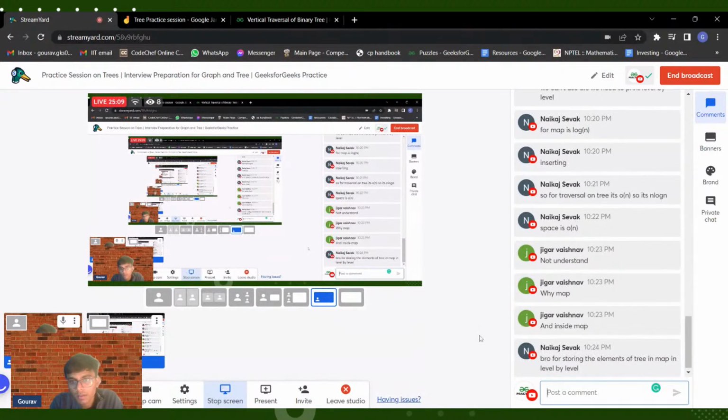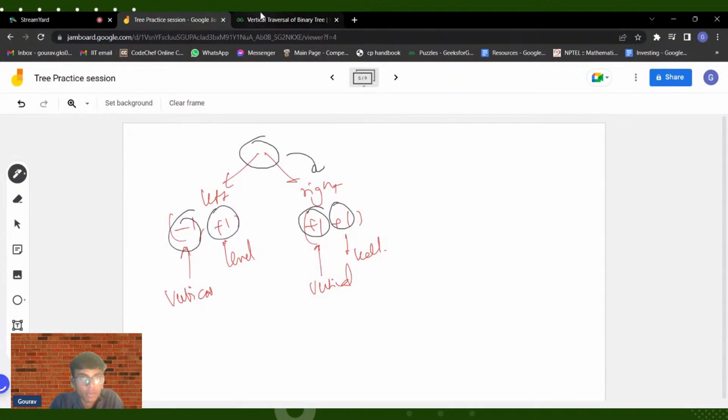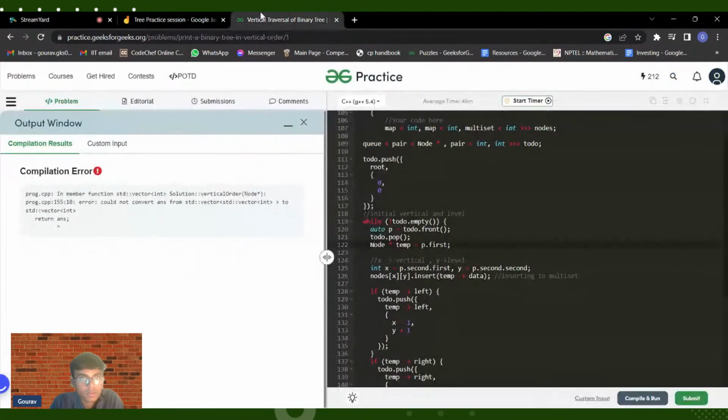I don't understand why map and inside map. Okay, why do we need a map? Okay, so if not map, can you recommend any other data structure that will help us solve this concept? We need to take care of every vertical, and for every vertical, we need to take care of its level number, and for every level, we need to take care of all the nodes present in that level. We have to take care of these three things. Can you recommend any other way you can do that? Can you do that with the help of vector? I don't think you can. That is the reason we are taking a map.